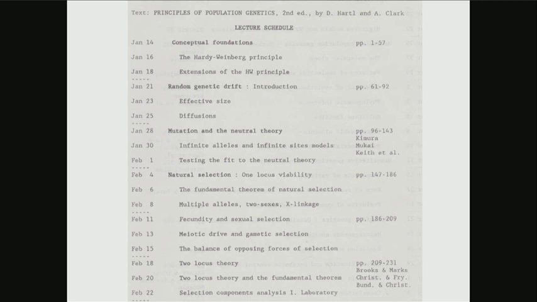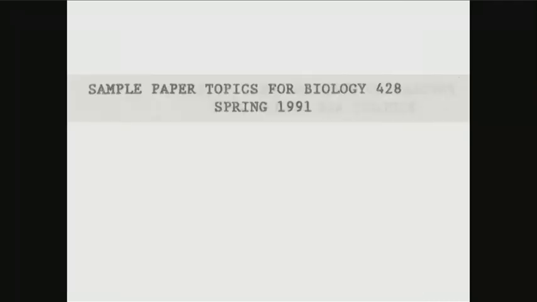And so just in case you're interested, here's the syllabus. So we've got 2 lectures on Hardy-Weinberg. So guys, Hardy-Weinberg ain't what it used to be. So we've got drift, neutral theory, models of selection, and so on. So that's just the first half of the course.